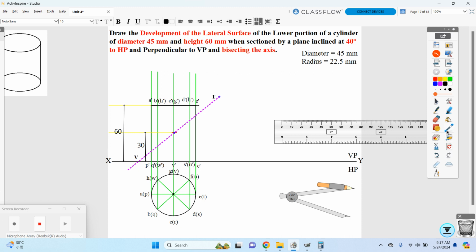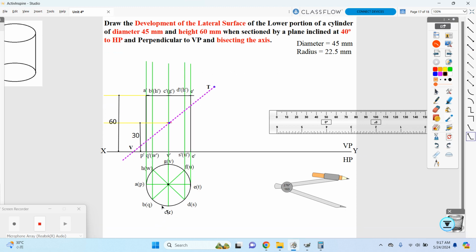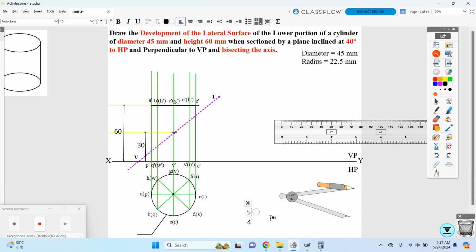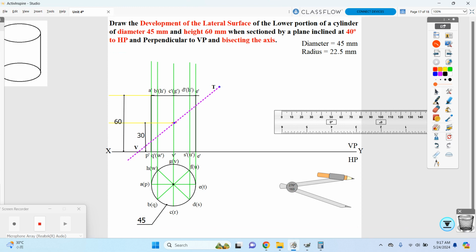Then followed by marking the diameter of your circle. For the diameter, in your question they have provided 45, so I just keep it over here. Okay, so all your dimensions are now completed. If you complete until this, it is also applicable for the projection of solids, that is your front view and top view. From here, if you take the projection, you can mark.